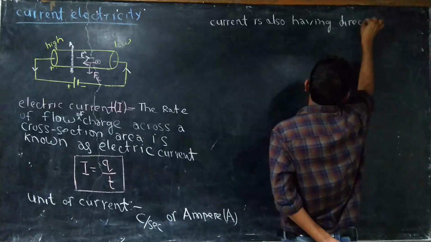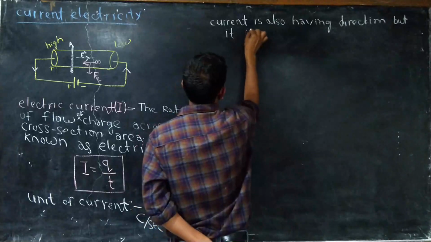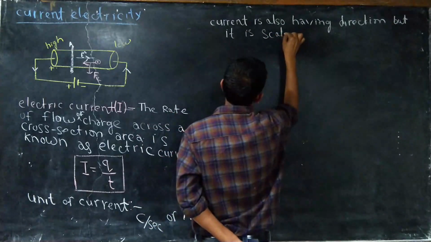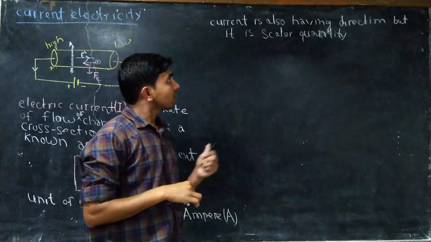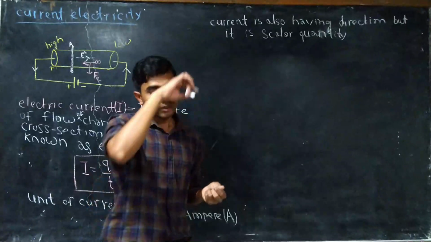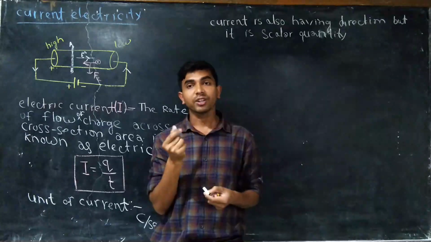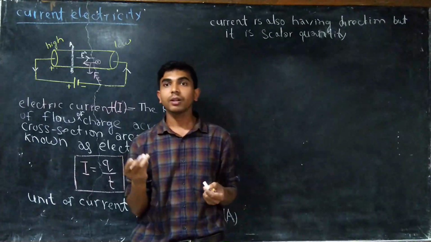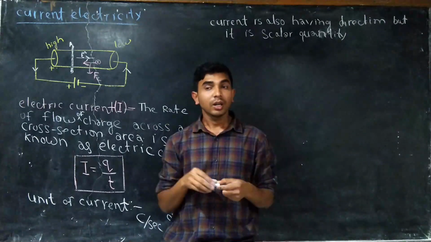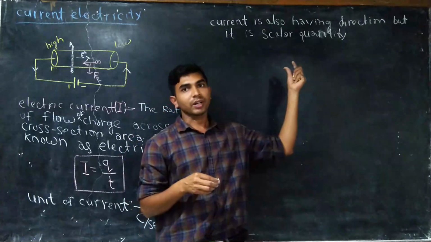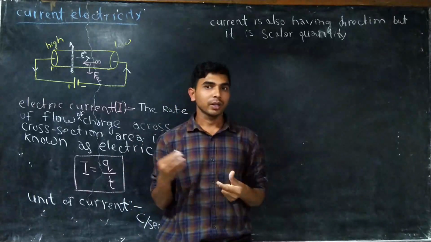So current also has direction, but it is a scalar quantity. Why is it a scalar? For a vector, three things are required: magnitude, direction, and it must follow the vector law of addition, right? Current does not follow the vector law of addition. So that's why current is a scalar quantity. Okay.